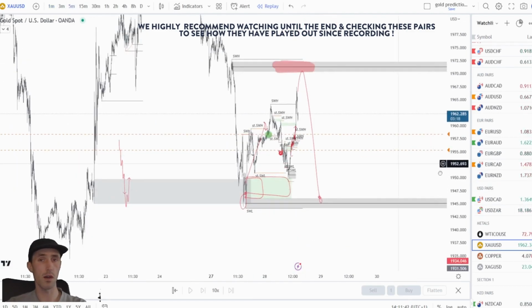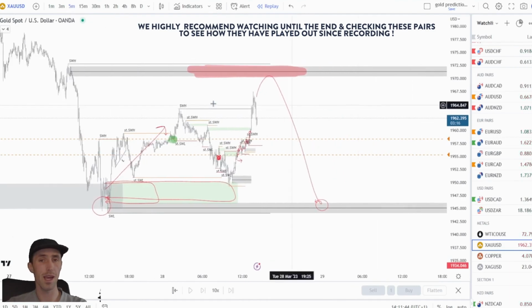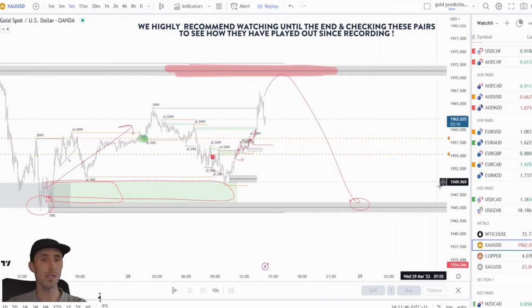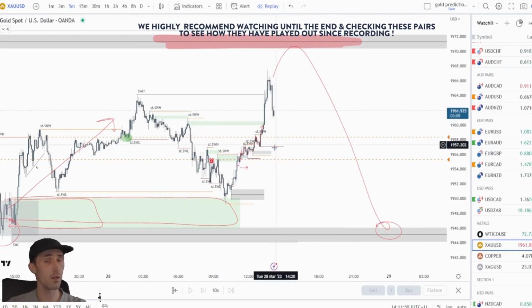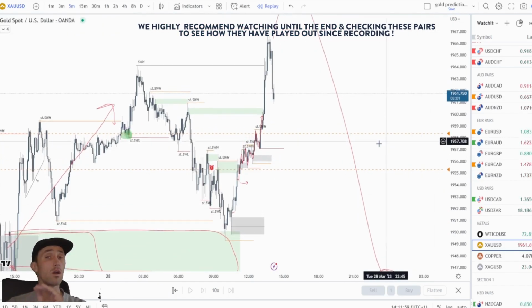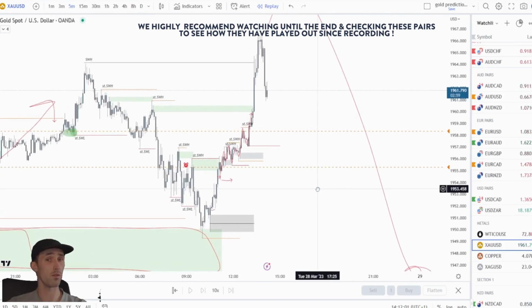So this high now has been run. So what does that tell us? It tells us that we can start looking for this to come down to a key area, whether it be, like I say, fair value gap, support resistance, whatever it is you're using, and look for shifts in order flow.